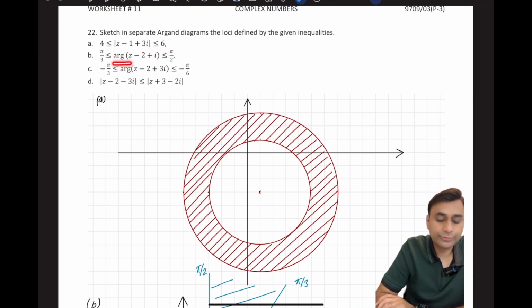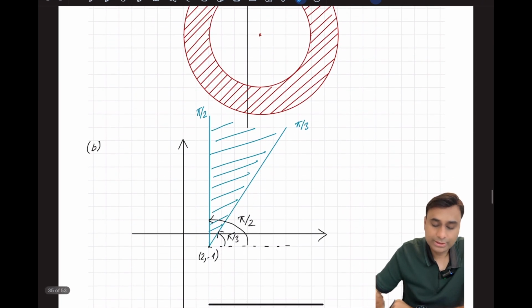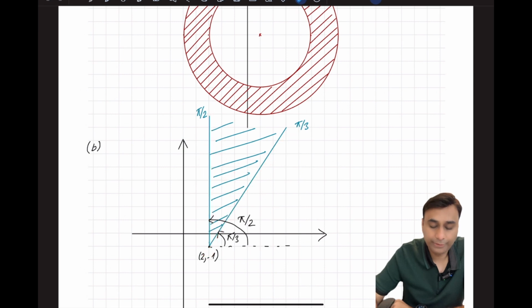Similarly, if I have to sketch the loci representing this particular inequality, I'm still going to consider this as my starting point, 2 minus iota. I'm going to draw two half lines, one at pi by 3 and one at pi by 2, and I know that the angles have to be greater than or equal to pi by 3 and less than or equal to pi by 2. So this is my starting point. I make a line at pi by 2, and then I make a line at pi by 3, and angles between pi by 3 and pi by 2 would be between these two lines.